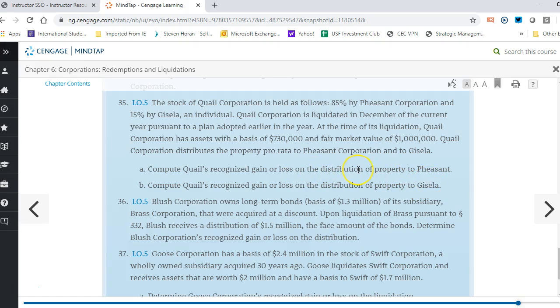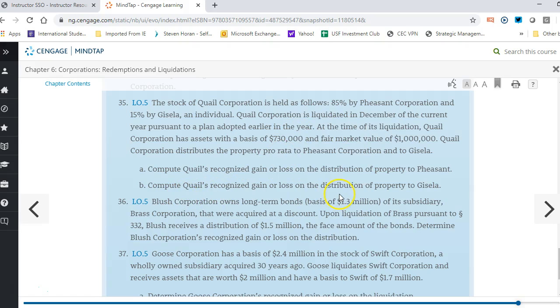And this one's very straightforward. There is no gain or loss. And the reason is because this is a parent-subsidiary transaction. Because it's a parent-subsidiary transaction, there is no gain or loss on liquidating distributions to Pheasant, the parent. Okay, so there is nothing.